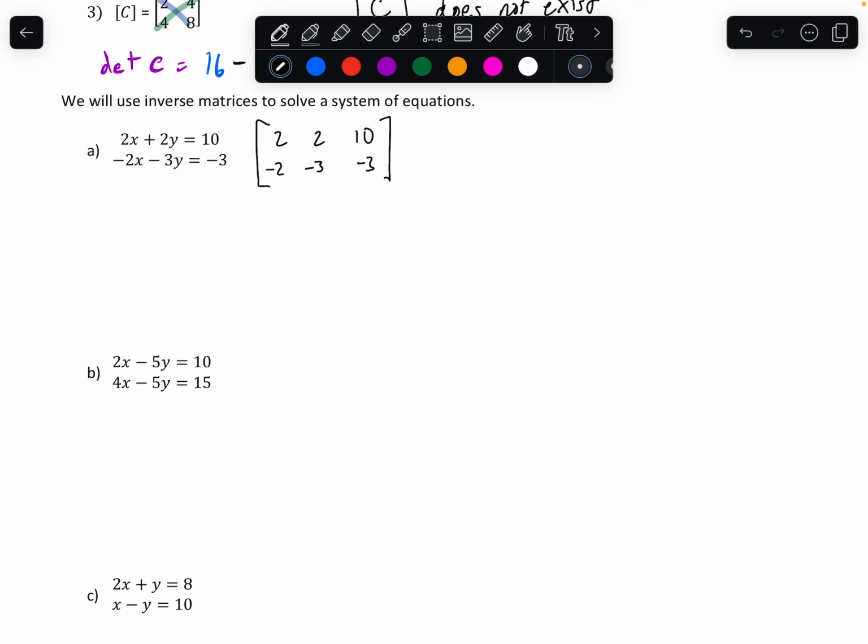It's called an augmented matrix because it has this little vertical line here. What that does is separate the variable side of the equation from the answer side, the constant side of the equation. Just remember that that's not a 2, it's 2 x's, and that's not a 2, that's 2 y's, and negative 2 x's and negative 3 y's. Everything here is x's and everything here is y's. These are constants.